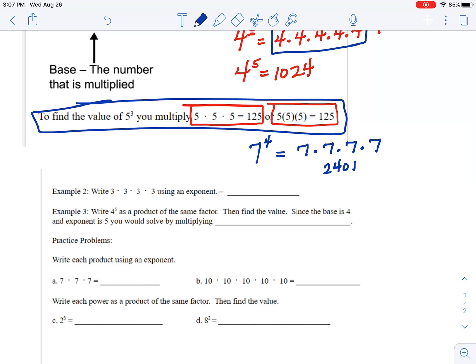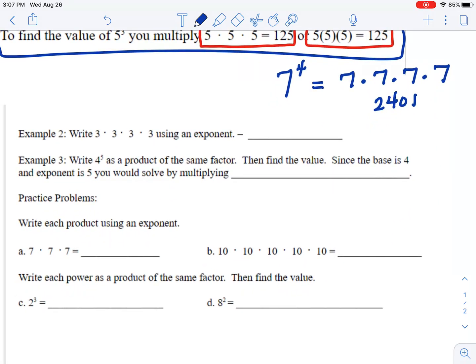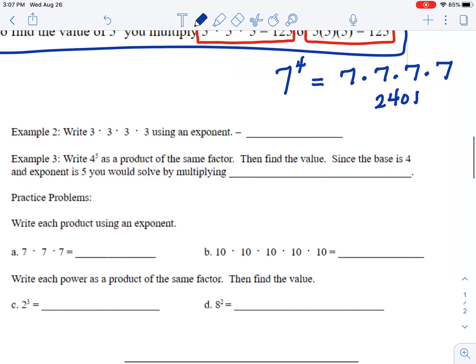Then example 2 here we're going to look at says write 3 times 3 times 3 times 3 using an exponent. So what's being multiplied over and over and over again? 3. So that would be my base. And there is 1, 2, 3, 4 3s. So 4 would be my exponent.